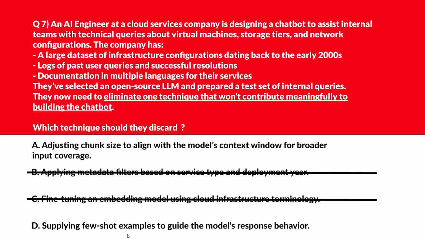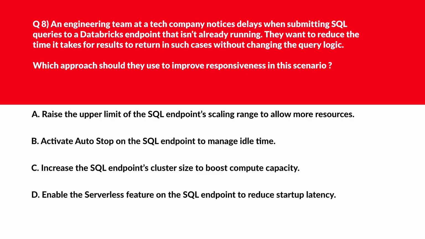D says apply few-shot examples to guide the model's response behavior. Few-shot examples guide the model's response behavior by showing how similar queries were answered. Let's delete this. We'll lock option E as the right choice. Alright, now let's look at this. Option E is raise the upper limit of the SQL endpoint's scaling range to allow more resources.